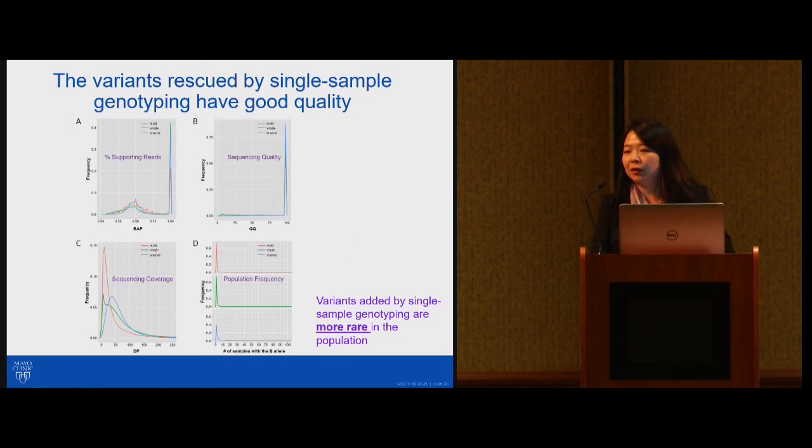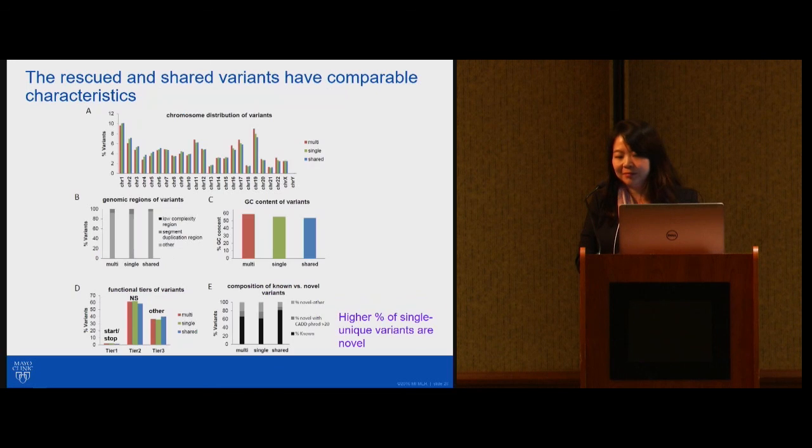Similarly, we also looked into the quality metrics of the rescued variants, including percentage of supporting reads, sequencing quality, sequencing coverage, and population frequency. Here we see that the variants rescued by single-sample genotyping have good quality, and more of them are rare in the population. Similarly, the rescued variants and the shared variants also have comparable characteristics in terms of chromosome distribution, genomic region, GC content, functional tiers, and in addition, more of the rescued variants are novel.